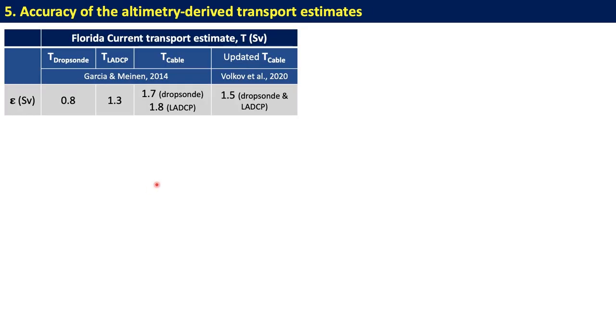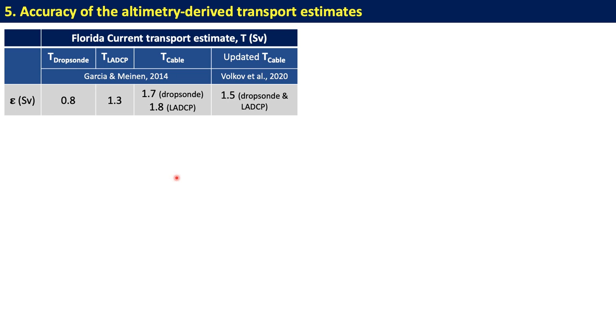So next, we need to estimate the accuracy of the altimetry-derived transports. Before we do that, let's review the accuracy of the cable transports. The cable accuracy was obtained by comparing cable transports to independent section transports derived from drop sonde and LADCP measurements. Back in 2014, Garcia and Meinen showed that the measurement accuracies for the drop sonde and LADCP are 0.8 and 1.3 Sverdrups respectively. Using the root mean square difference between the cable and section transport, which represents the total error, and the drop sonde and LADCP measurement errors, they obtained cable measurement errors of 1.7 and 1.8 Sverdrups for the drop sonde and LADCP sections respectively.